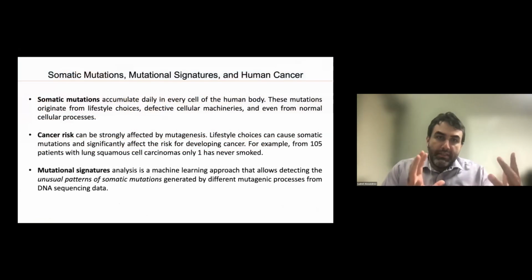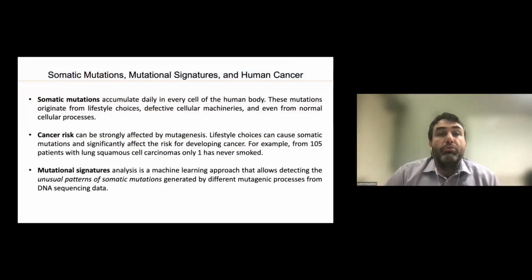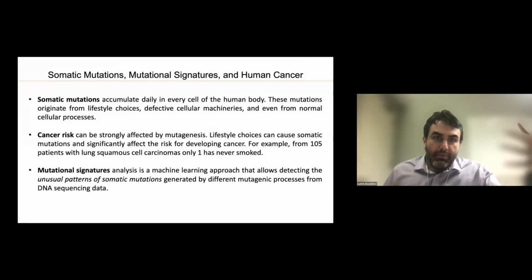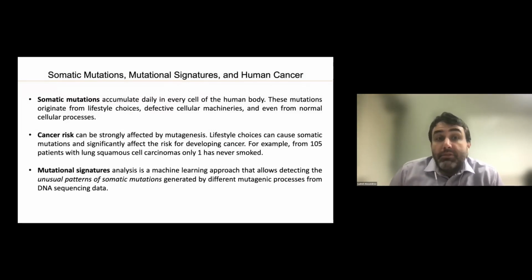I'm going to start my presentation by giving you an overview of what mutational signatures are. And I'll start by just describing somatic mutations. Somatic mutations accumulate daily in every single cell of the human body. These mutations can accumulate from lifestyle choices, from failure of cellular machinery, or even from the normal operations of the cells. We have known for quite a while that cancer can be strongly affected by somatic mutagenesis.